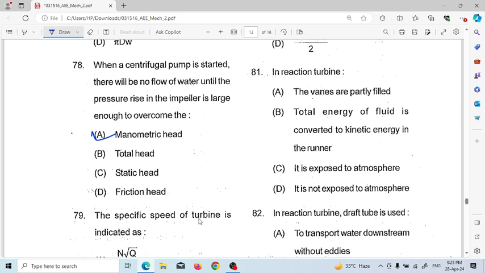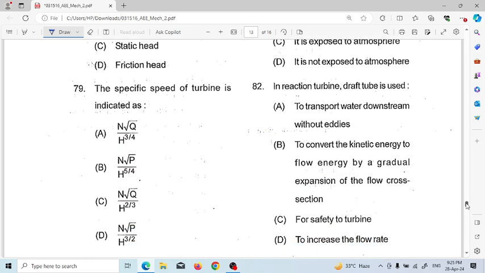Next, the specific speed of a turbine is indicated by. This is just a formula we have to remember. N root over P by H power 5 by 4. Option B is the correct answer. And N root over Q divided by H power 3 by 4 for Ns for pump, centrifugal pump. You have to remember N root over Q divided by H power 3 by 4 is for pump. And option B, which is N root over P by H power 5 by 4, is the specific speed for turbine. And this is for pump. This is a very important question.